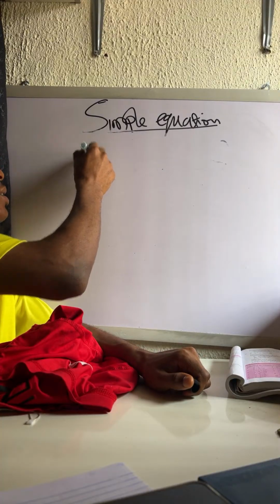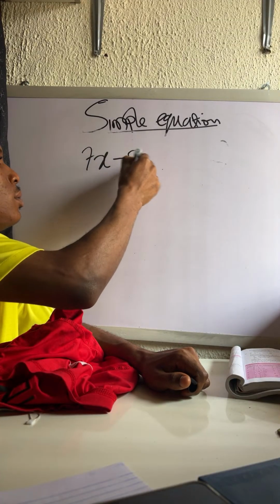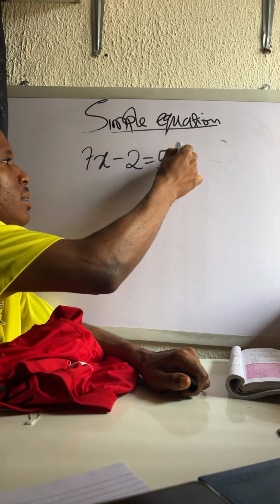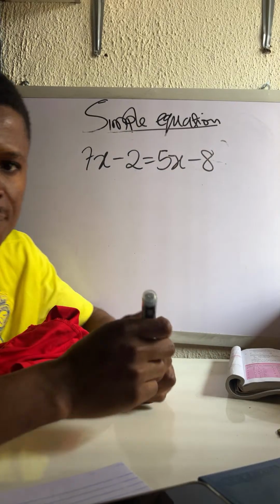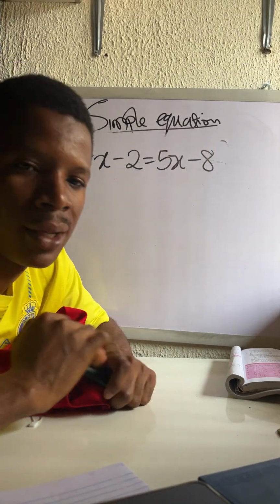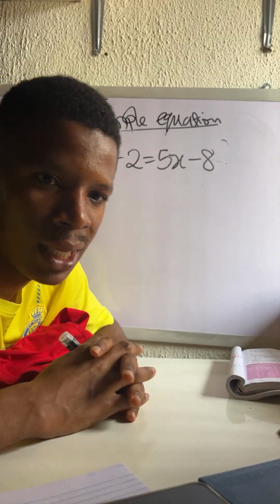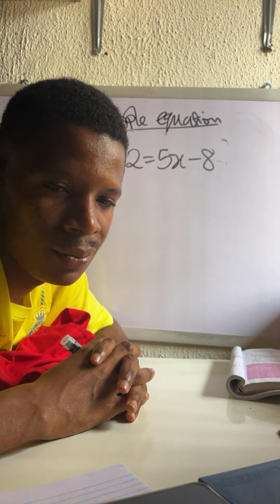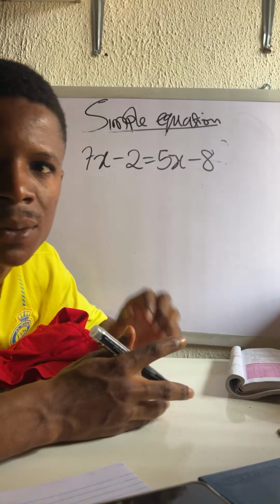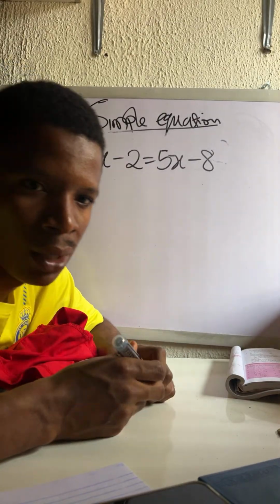So let's look at this. We have 7x minus 2 is 5x minus 8. Okay, let's do this one. This is a quick one. We are going to master how to solve problems like this.